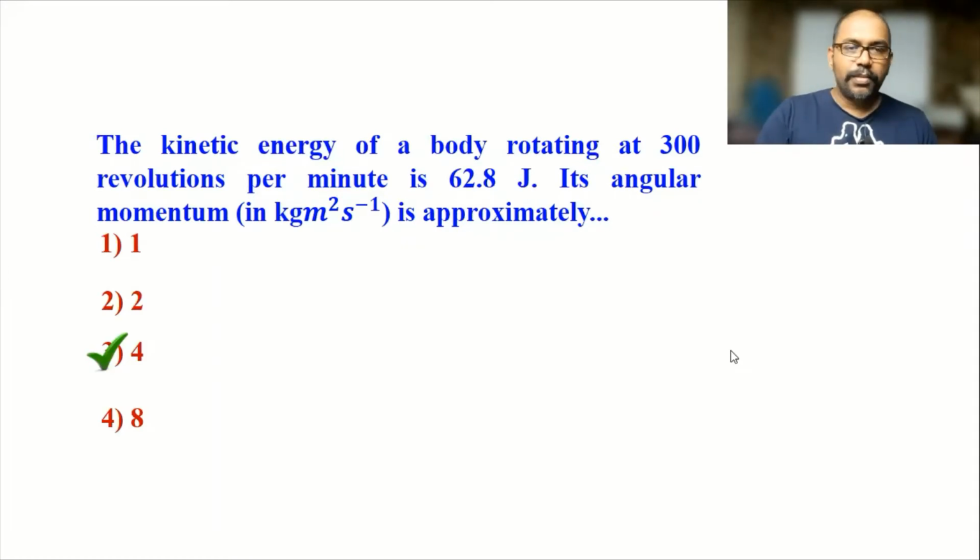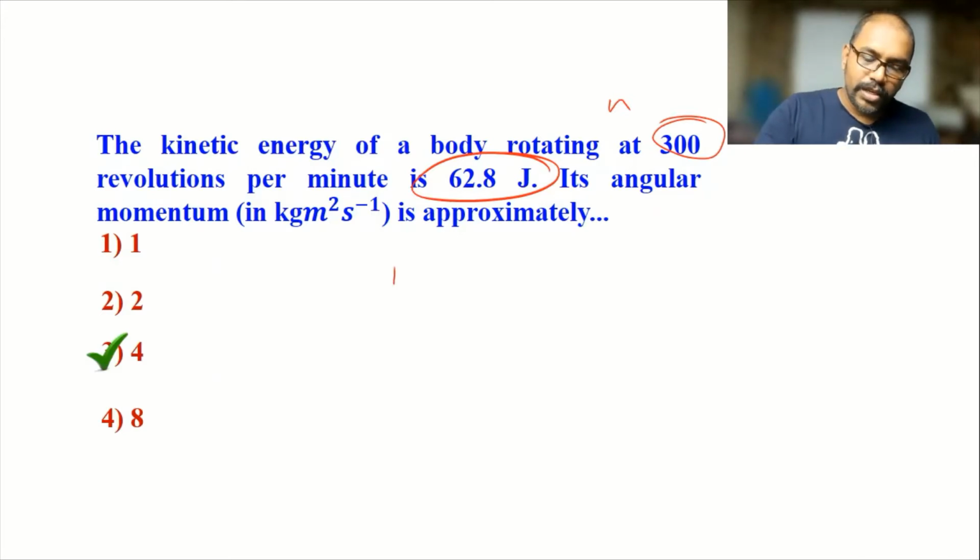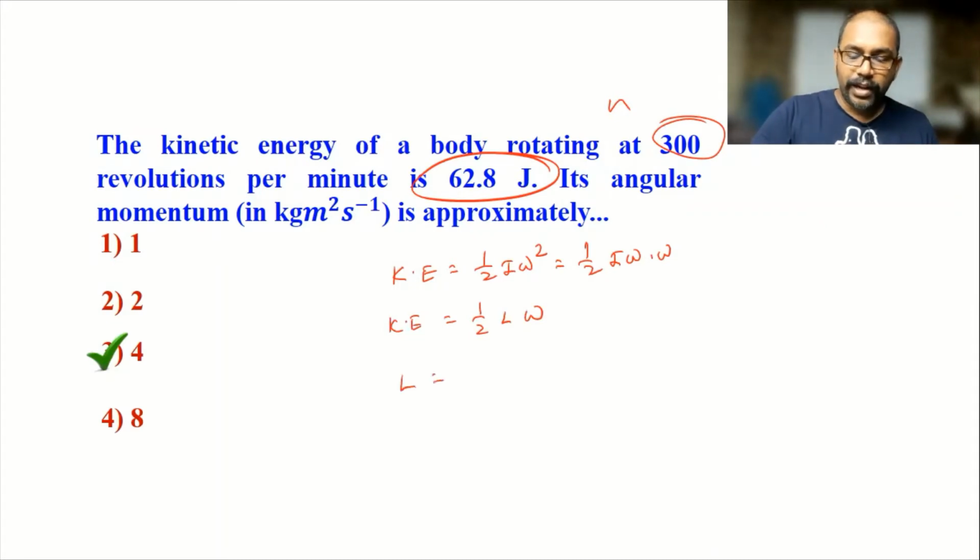Now in this problem, the kinetic energy of a body rotating at 300 revolutions per minute is given as 62.8 joule. We have to find the angular momentum approximately. Kinetic energy is half I omega square, which we can write as half I omega into omega, so 1 by 2 L omega is the kinetic energy. So we have to find L. So L is 2 into kinetic energy divided by omega, and omega is 2 pi n.